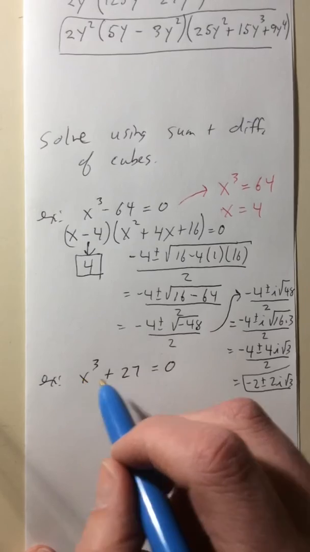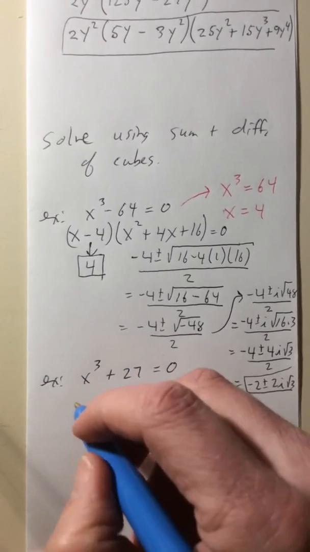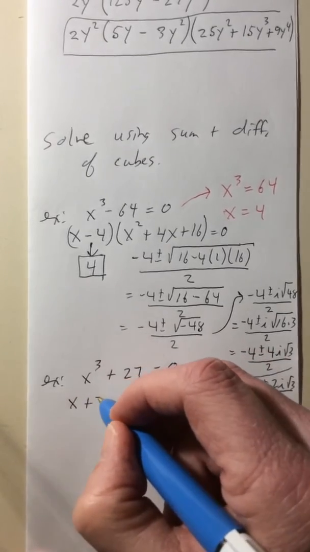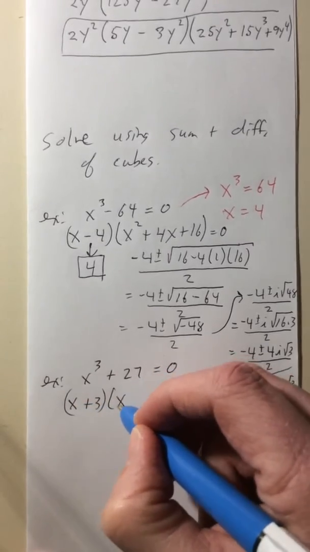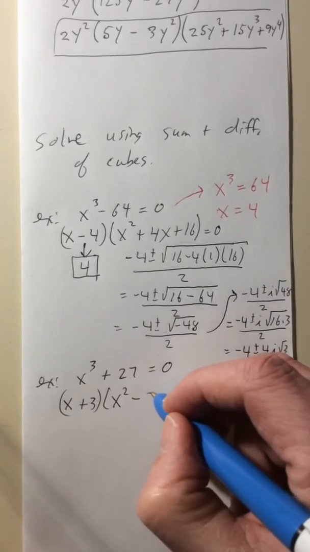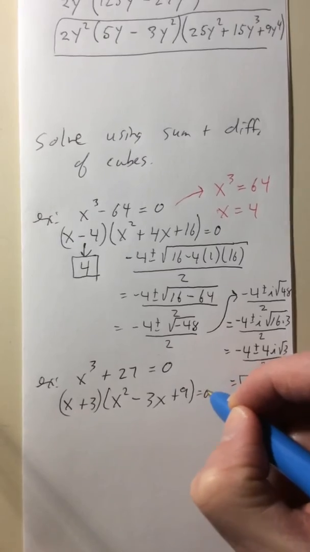So this is a sum of cubes. It's going to be the same exact show. So we're going to do the cube root of this, which of course is x, and the cube root of 27, of course, is 3. And then we're going to have squaring this, x squared, change the sign of that, multiply those two guys, 3x, square that, plus 9, equals 0.